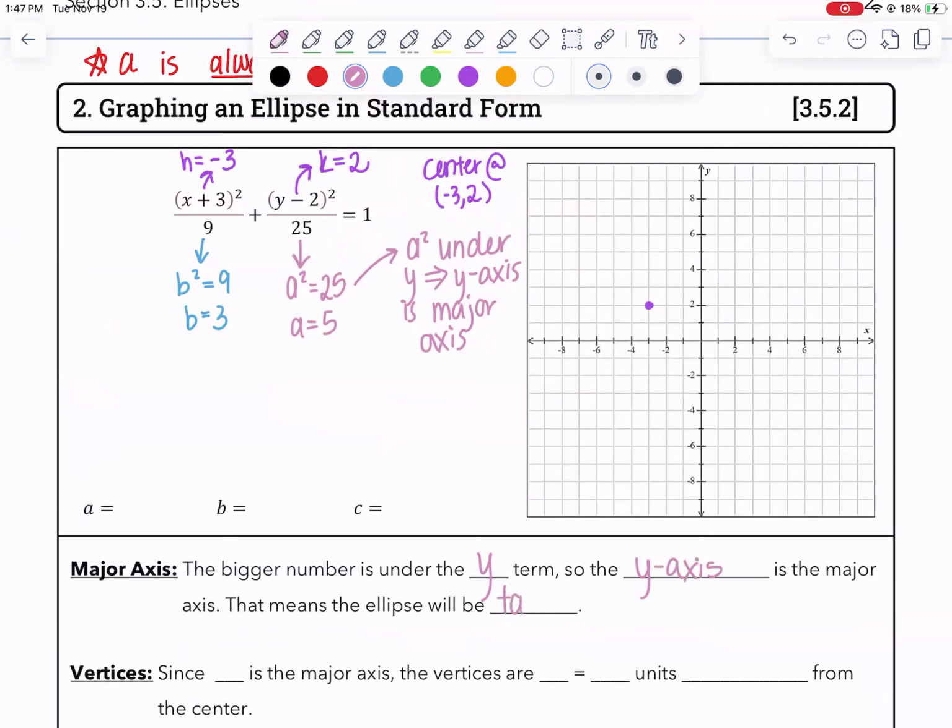Oh, and I can fill this in here. 5, 3. We have everything we need to actually graph the ellipse at this time, but I am going to also get C here because we're going to plot the foci this time. So for the foci, C is equal to the square root of a squared minus b squared.